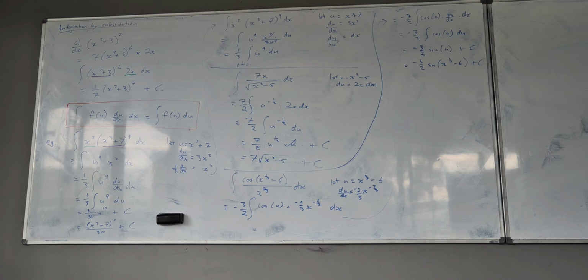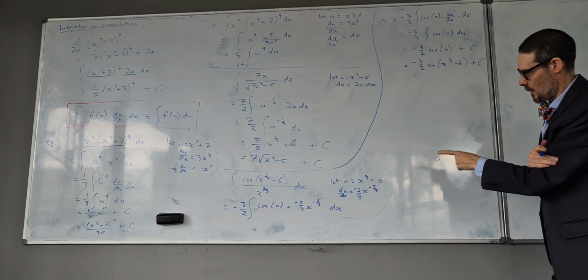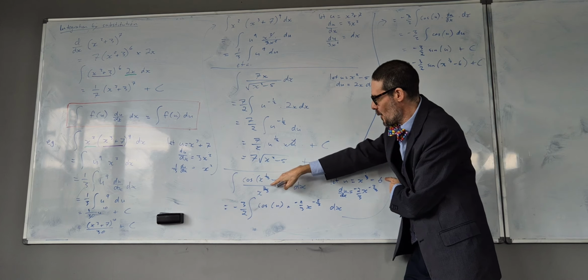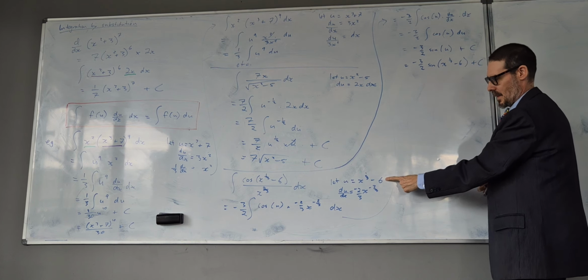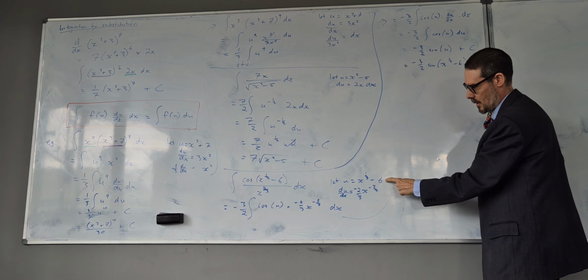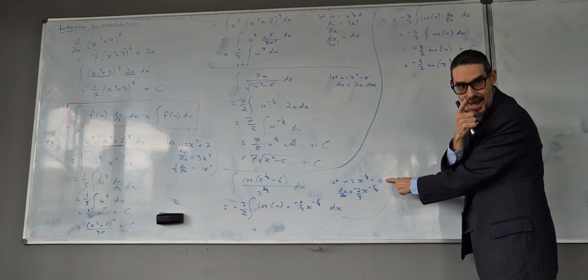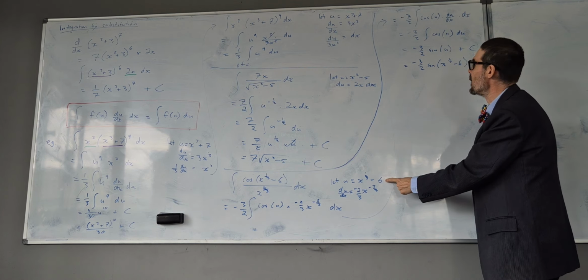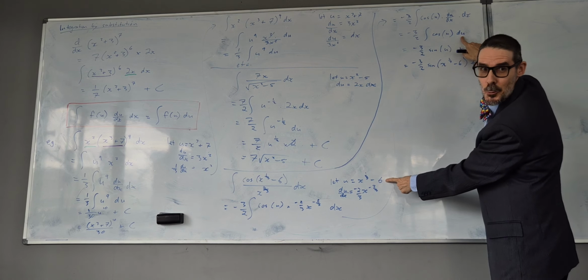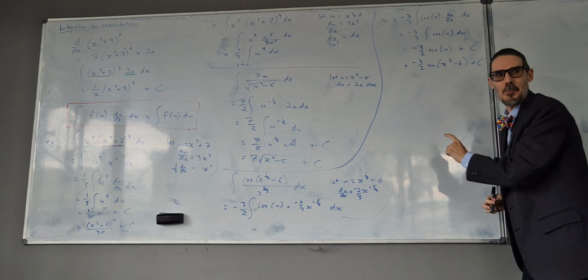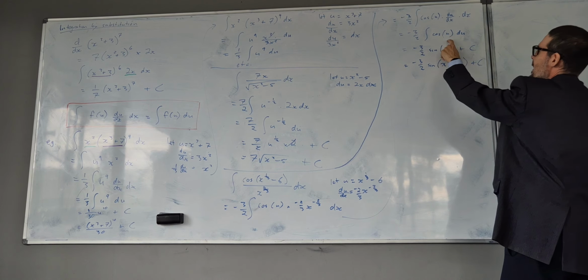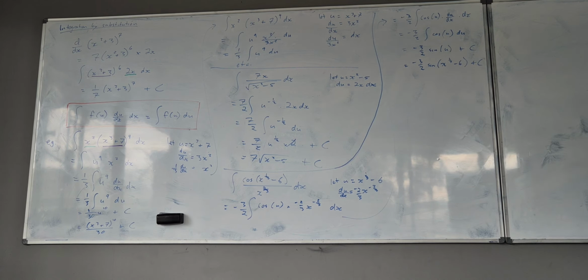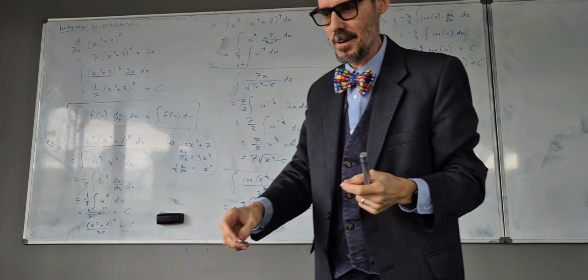I'm gonna sound like such an idiot, but let u equal, so that's the u part. You pick the thing in the middle whose derivative is also there. And then du dx, that's the derivative of u with respect to x. Why? Because this is now an integral with respect to u. And then you just rearrange until you can substitute and get rid of the thing you don't want, so now it looks nicer.